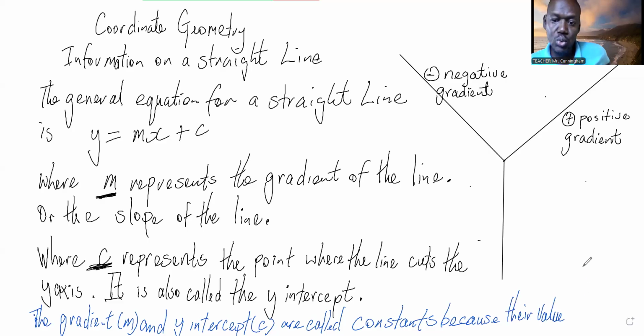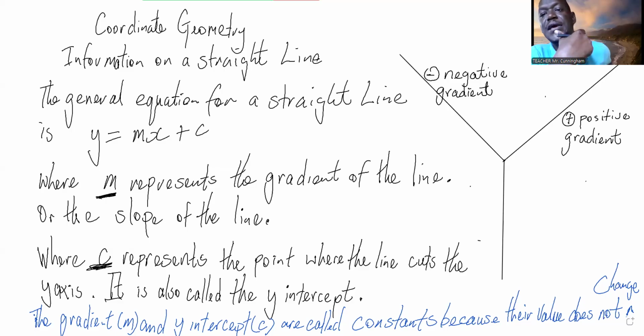Their value does not change. The gradient M and y-intercept C are called constants because their value does not change along the line. M will remain the same because it tells you the slope.